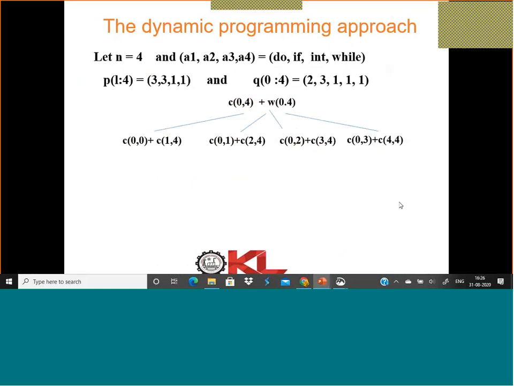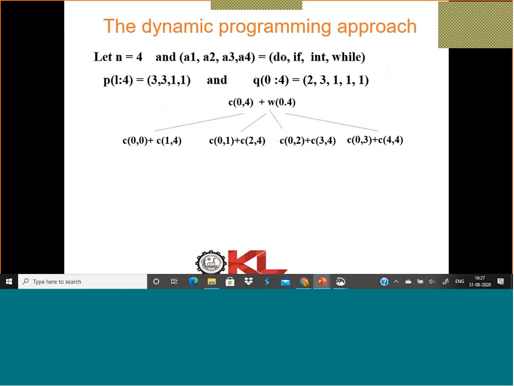So let me explain the problem here. So remember your Fibonacci tree. Okay. Let me explain the problem. So here let n equal 4 and the key elements are a1, a2, a3, a4, which he has defined as do, if, int, while. These are the key elements which are in sorted order alphabetically. So here the key elements are do, if, int, while. So that is what your key elements in the binary search tree. You can take the values also like 10, 20, 30, 40. That is your wish. Okay.